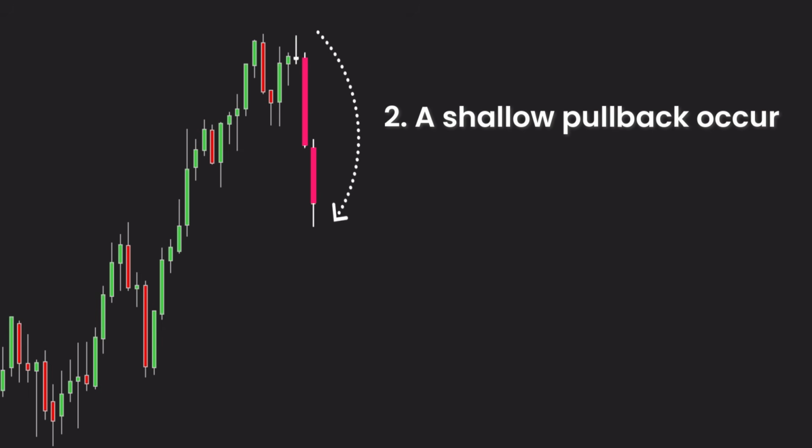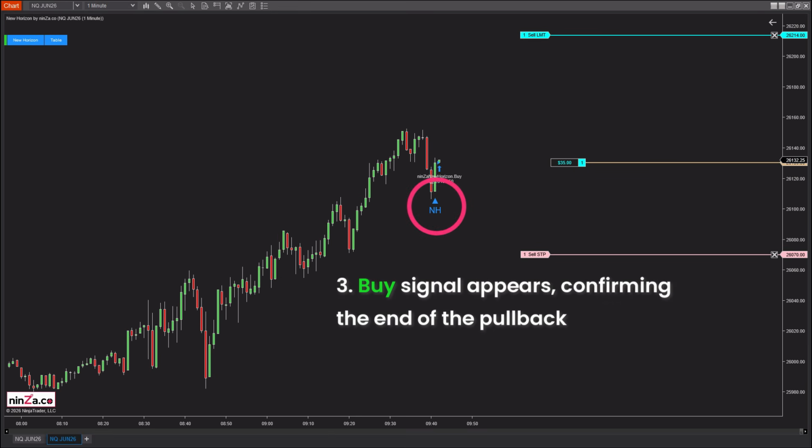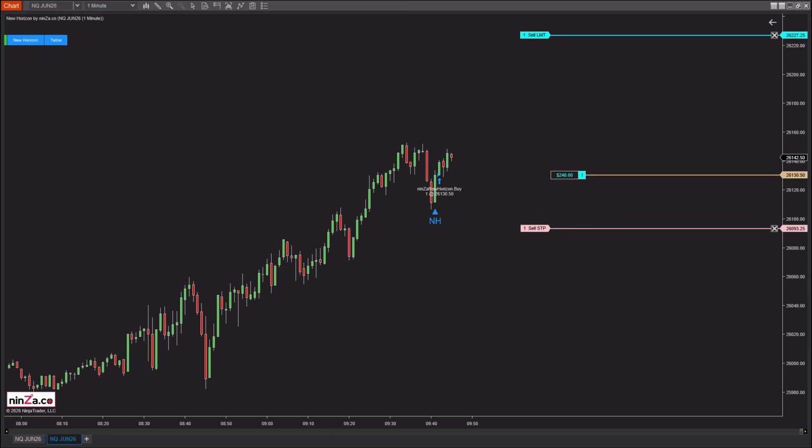New Horizon evaluates the depth of these pullbacks to determine whether sellers are simply taking profits or if a larger reversal may be developing. In addition to identifying the trend and the pullback, New Horizon also requires the signal candle to show sufficient strength, confirming that the pullback phase has likely come to an end.